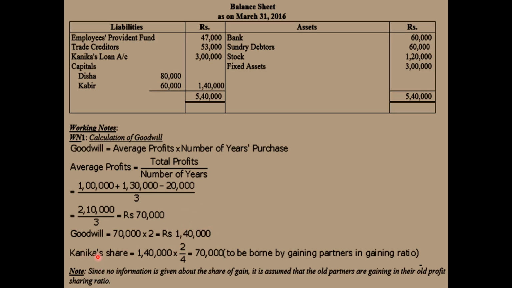Thereupon we have to find out the retiring partner's share. Retiring partner's share is 2/4. So 1,40,000 into 2/4 is 70,000. This 70,000 will be borne by the remaining partners or gaining partners, that is these two partners, Diksha and Kabir, in their gaining ratio. Nothing is mentioned about the gaining ratio, so therefore here it is 2:1:1. We cancel Kanika's share, so the remaining left is 1:1. Ultimately the remaining partners' gaining ratio becomes equal, 1:1. Therefore 35,000 to Diksha and 35,000 to Kabir. So that way it is distributed.